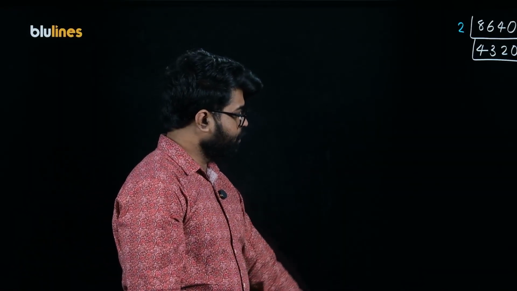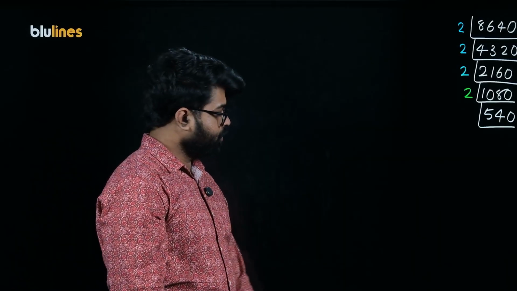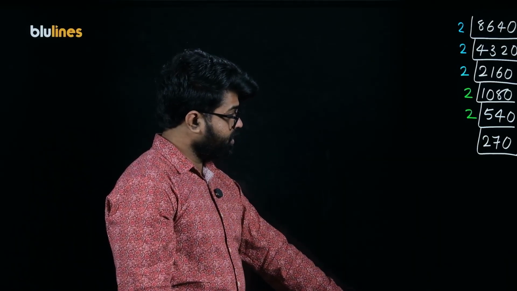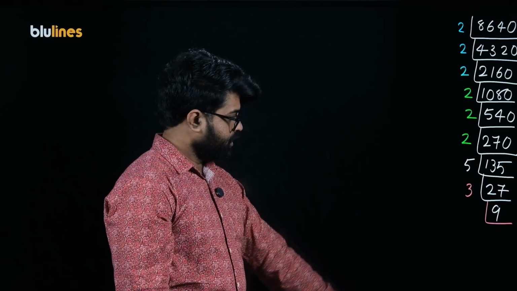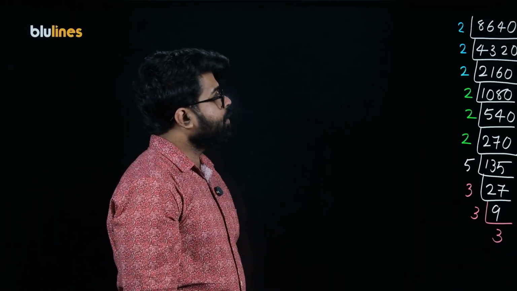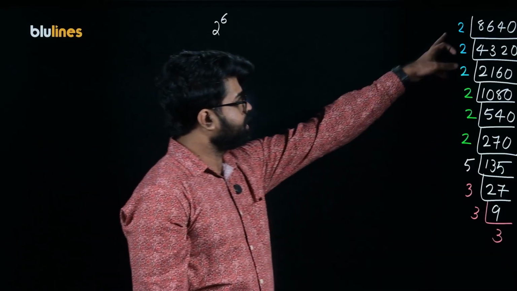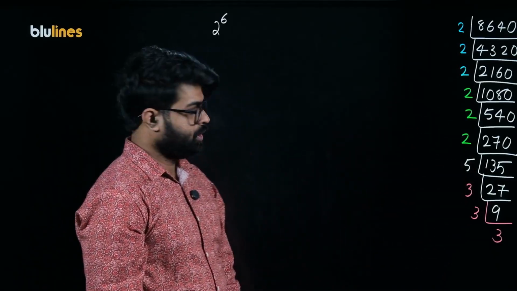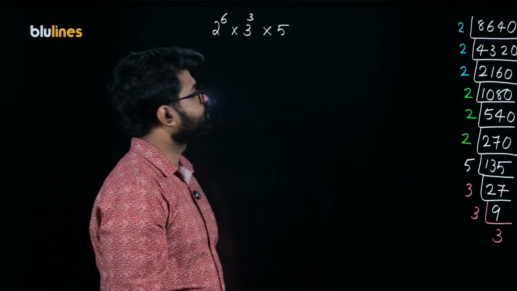Next one, 8640. 8640 on factorization is equal to 4320, 2160. Again on division by 2 we have 540. Again by division by 2 we have 270, 135, 5, 9 and 3. So I'm grouping this number 8640, that can be written as 2 raised to 6. You can see 1, 2, 3, 4, 5, 6. 2 raised to 6 multiplied with 3 raised to 3 multiplied with 5.